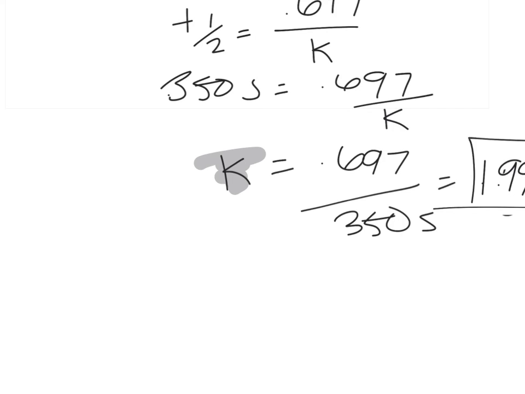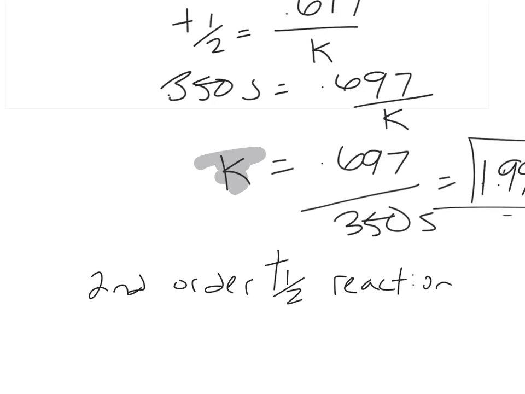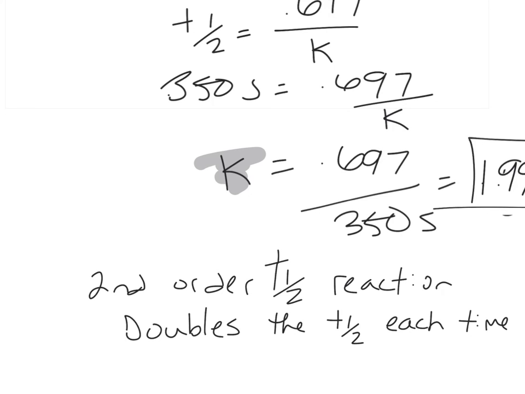For a second-order reaction, the half-lives get twice as long as the one before it. So if the first half-life is 50 seconds, then the second half-life is 100 seconds, and the third half-life is 200 seconds. And so the half-life doubles each time a subsequent half-life is measured. Now that's an observation that might come in useful on an upcoming quiz or test.